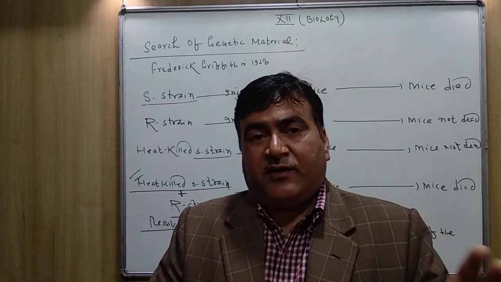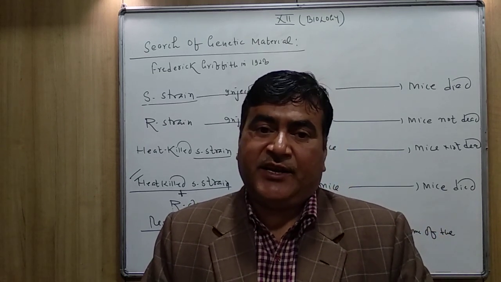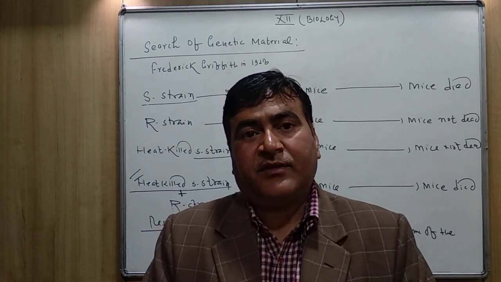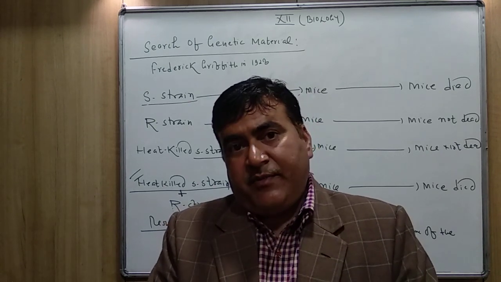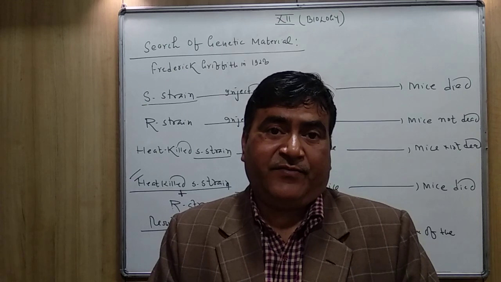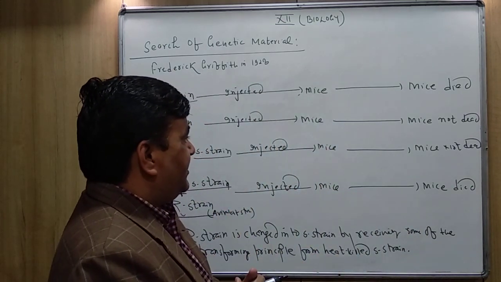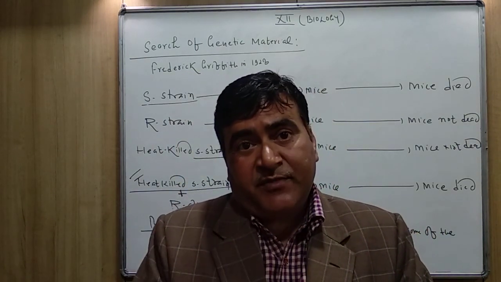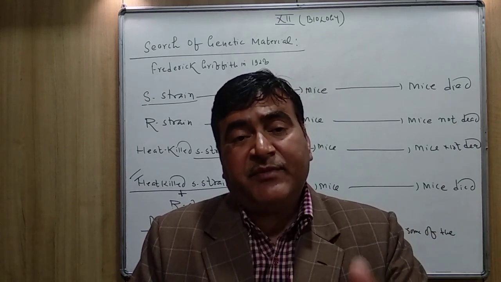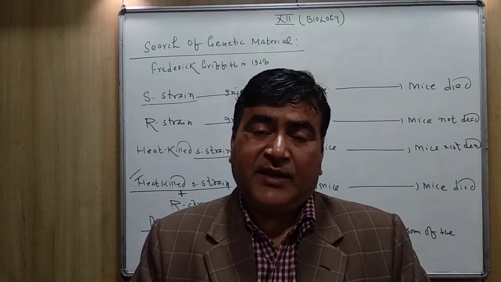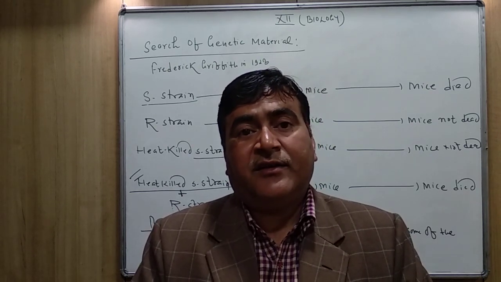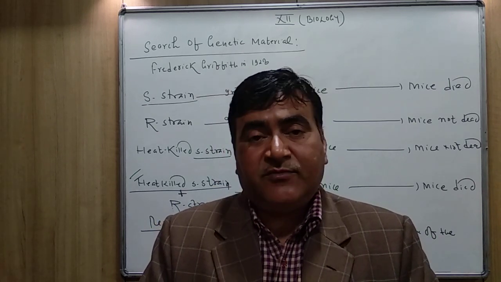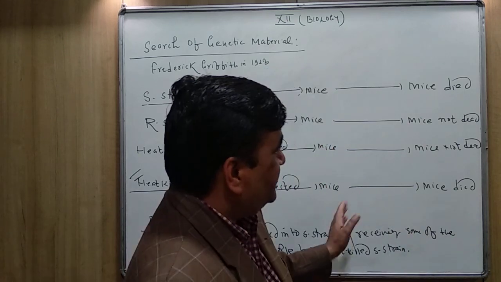But when all these three components of the heat-killed virulent strain, that is proteins, RNA and DNA, came into contact with the R strain in this step, maybe the R strain was transformed into the S strain by receiving some of the materials from the heat-killed S strain, and that's why the R strain changed into the S strain to cause the pneumonia disease in the mice, and that's why the mice died.